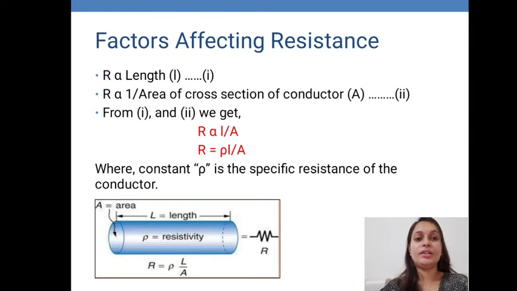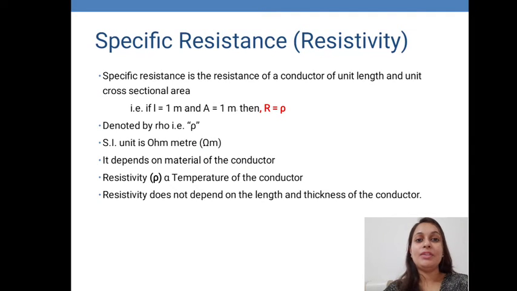Now what is this specific resistance? Students, specific resistance is also a resistance of the conductor, but it is specific to the particular conductor. It has a fixed value. We can define specific resistance as the resistance of a conductor having unit length and unit cross sectional area. That is, if the length of the conductor is 1 meter and its area of cross section is 1 meter square, then the resistance of that conductor will be equal to the specific resistance. Its unit is ohm meter.